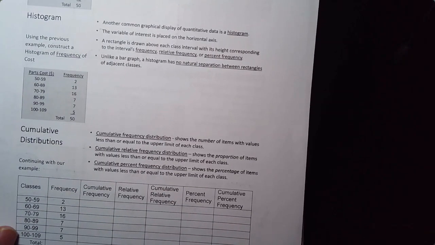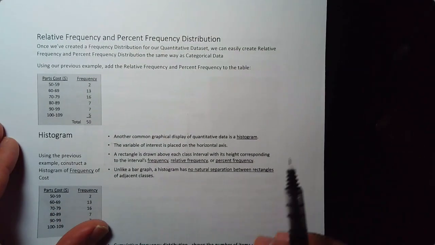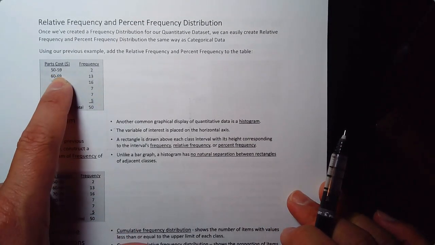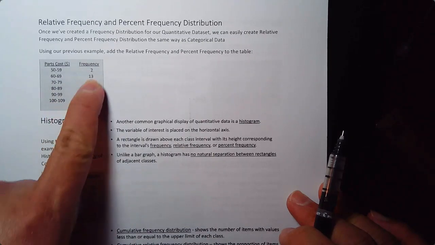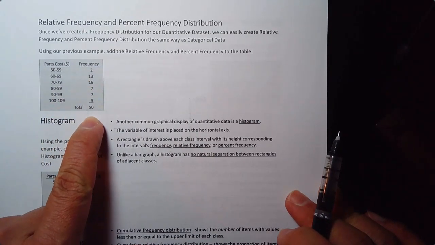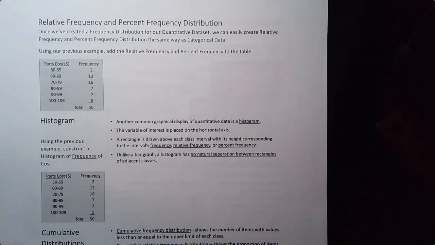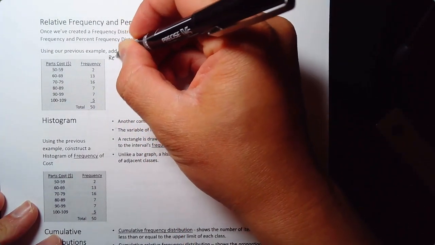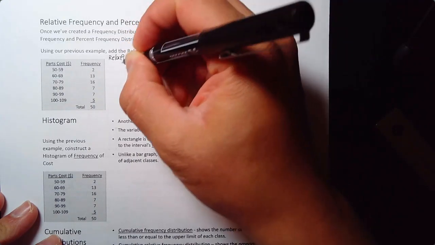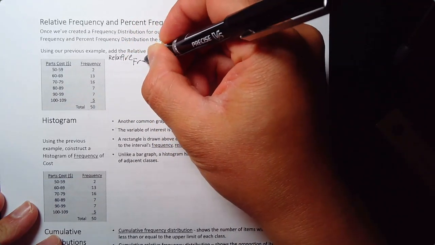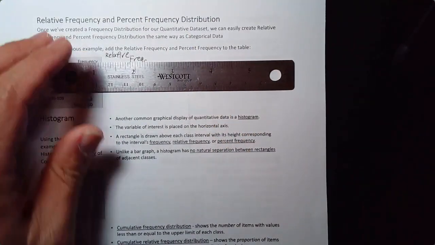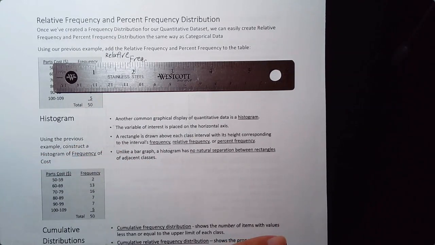Now, once you have the frequency distribution, then everything else is going to look and behave just like we did with the categorical data, because that step is over, and we have all the classes and the frequency that we constructed. All right, so let's very quickly do a relative frequency and a percent frequency. Remember the easiest way to do this is simply add another column right next to it.